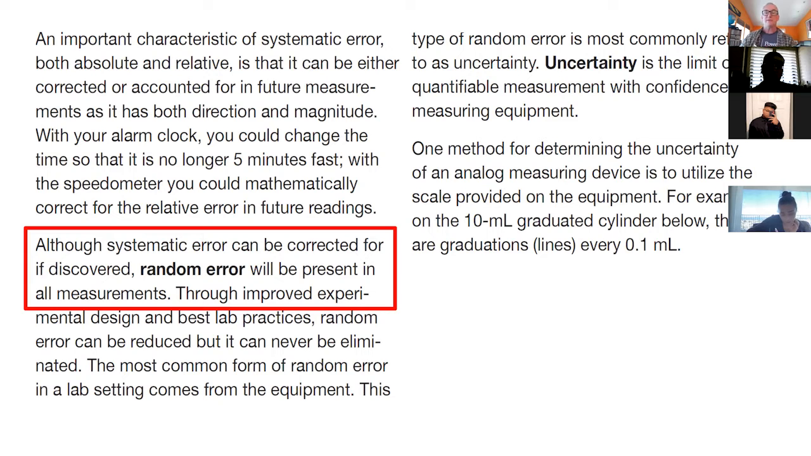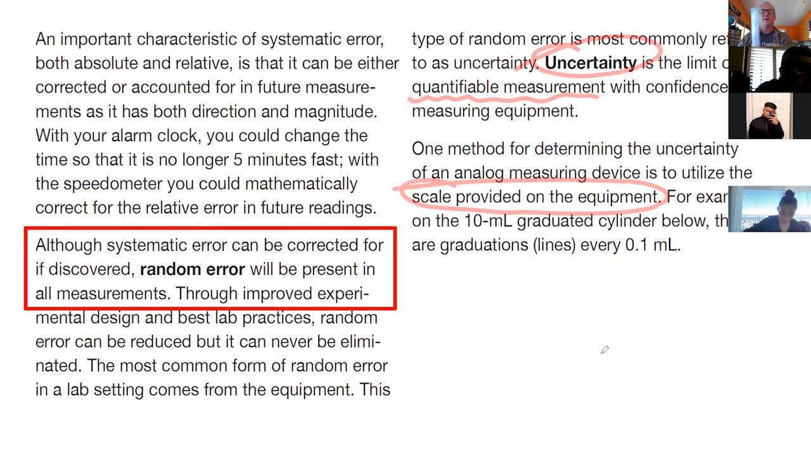And so if we can measure that amount of uncertainty with each individual piece of glassware, we know what our uncertainty is, and we know what the limit is, or what we call quantifiable measurement. So one way we're going to figure out that limit is by looking at the scales provided on each individual piece of equipment.